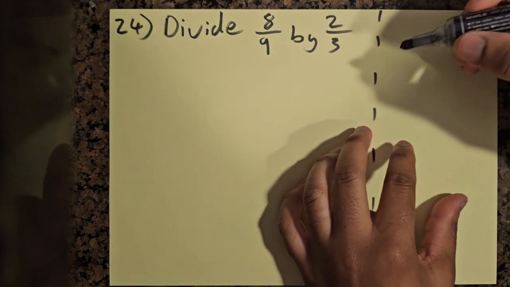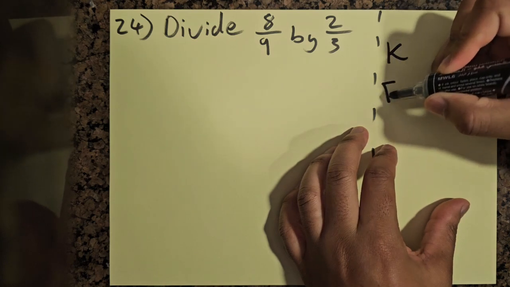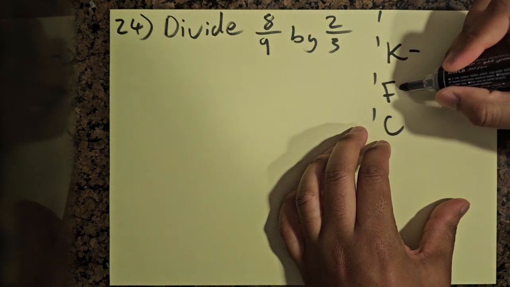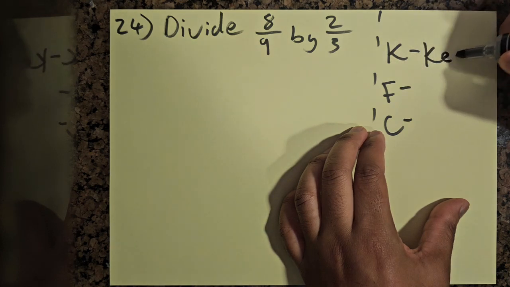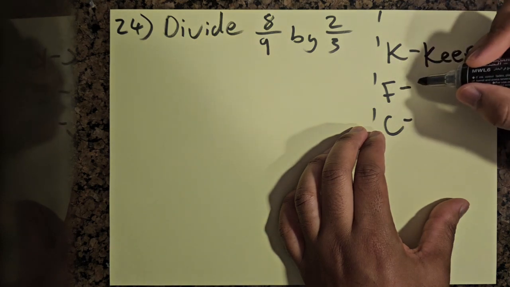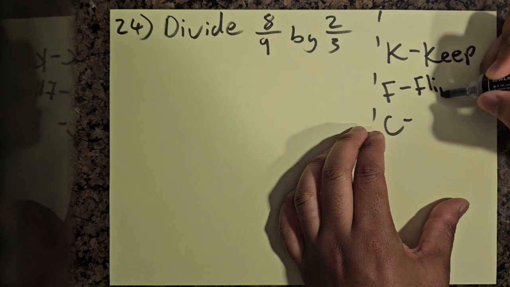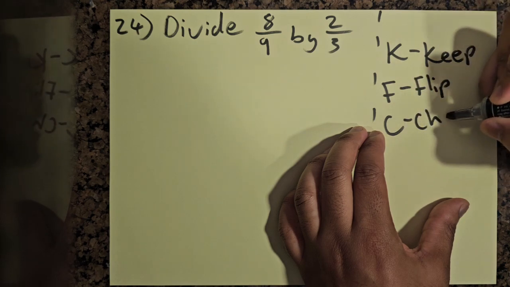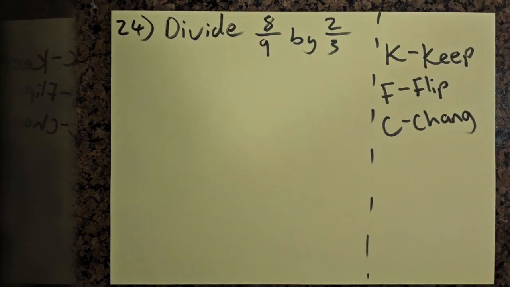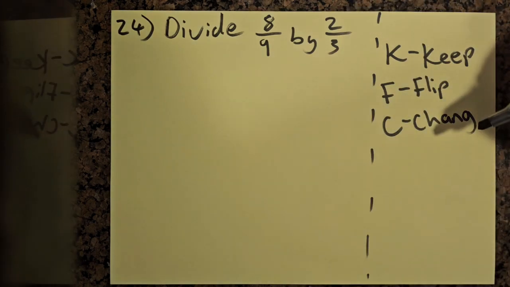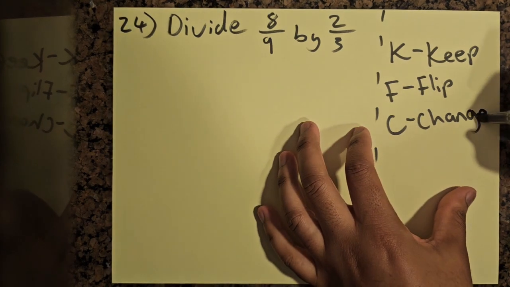So we call it the KFC method. Okay, so I'll tell you what this stands for. The K is for keep, the F is for flip, and the C is for change. Okay, so what do we keep, what do we flip, and what do we change? We keep the first fraction, we flip the second fraction, and we change this from division to multiplication.